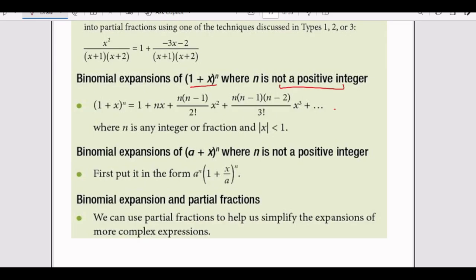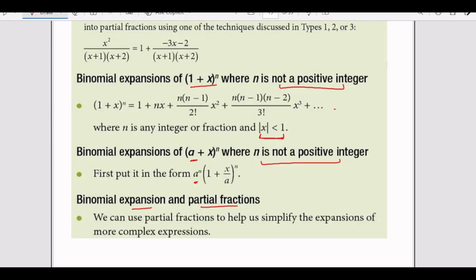This condition is always applicable. And then a plus x power n, when n is again not a positive integer. So first we will take out a to the n and then proceed. Then we have binomial expansion and partial fractions. We can use partial fractions to simplify the expansion of a complex expression. In your examination you will see a combination of both partial fractions and binomial expansion, and this is very important. Some questions you will even see worth 10 to 12 marks. So be careful about all these rules and then practice with past papers.